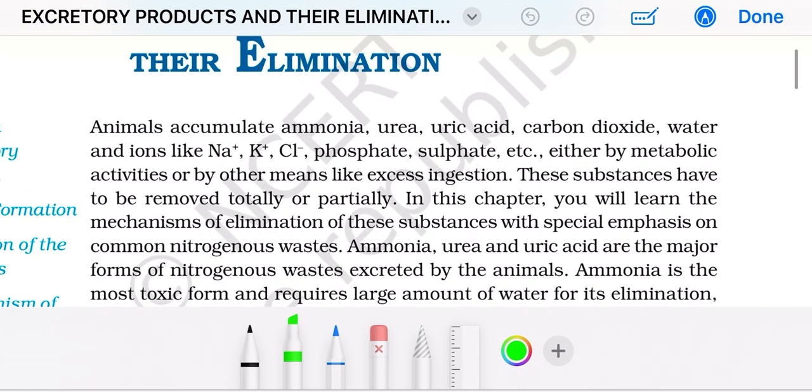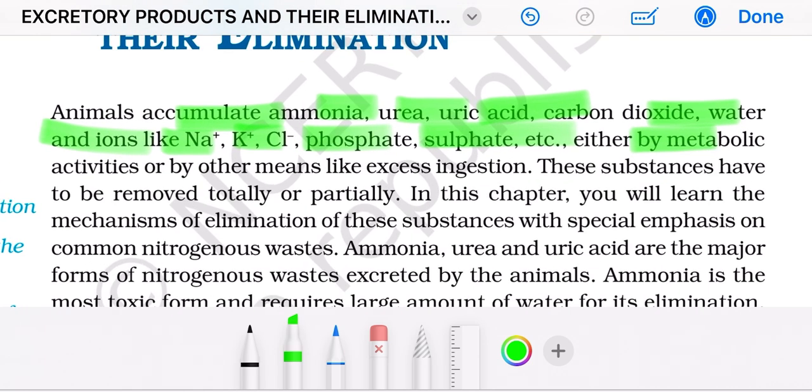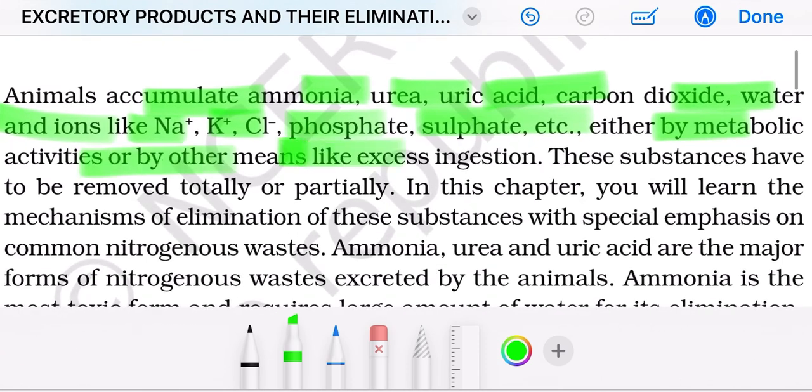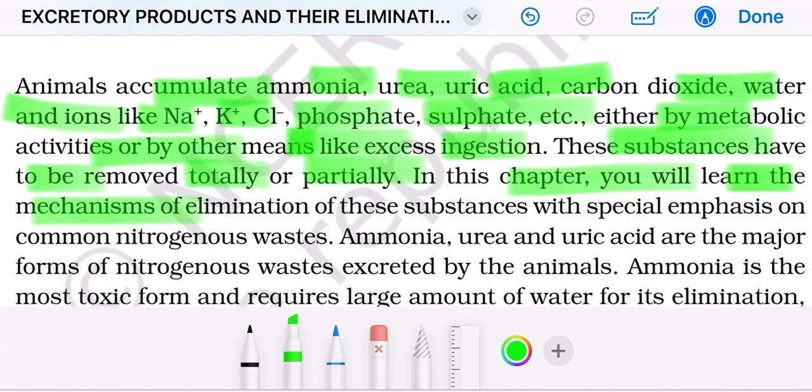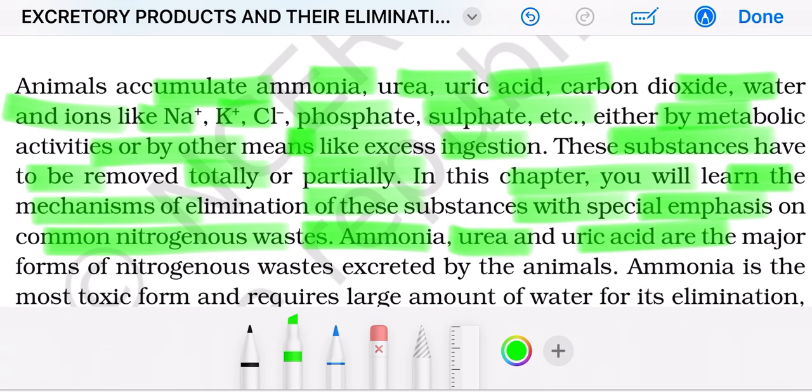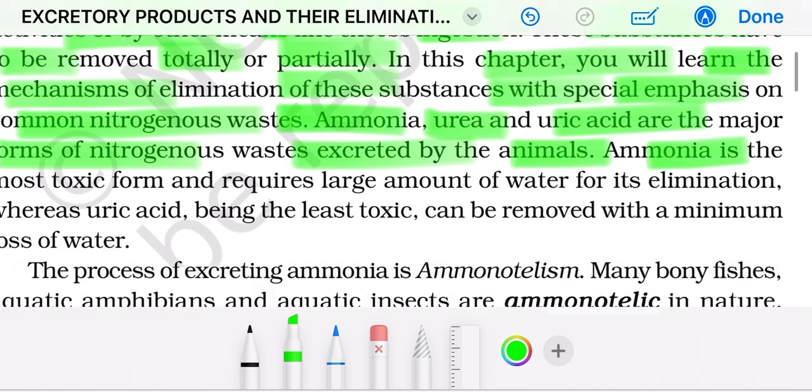Animals accumulate ammonia, urea, uric acid, carbon dioxide, water and ions like Na+, K+, Cl-, phosphate, etc., either by metabolic activities or by other means like excess ingestion. These substances have to be removed totally or partially. In this chapter you will learn the mechanisms of elimination of these substances, with special emphasis on common nitrogenous wastes, that is ammonia, urea and uric acid. They are the major forms of nitrogenous waste excreted by animals.